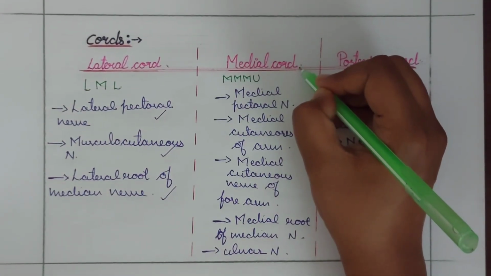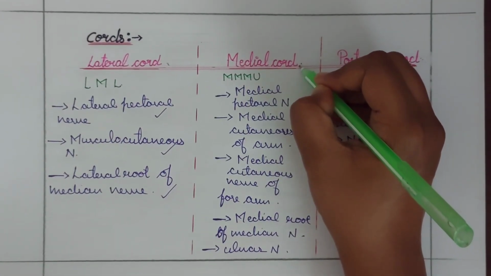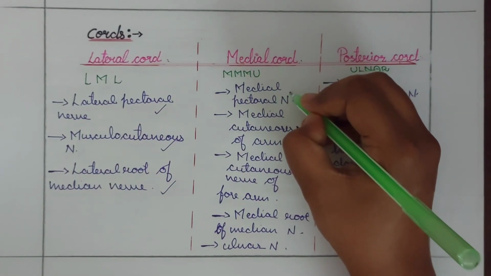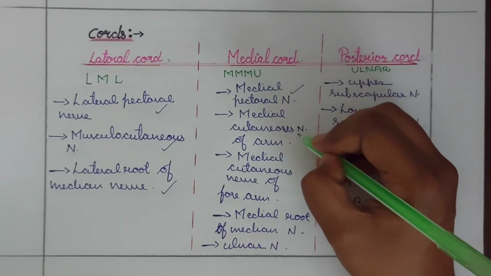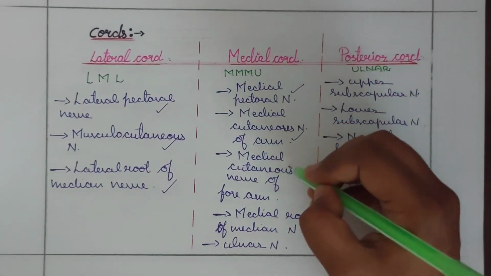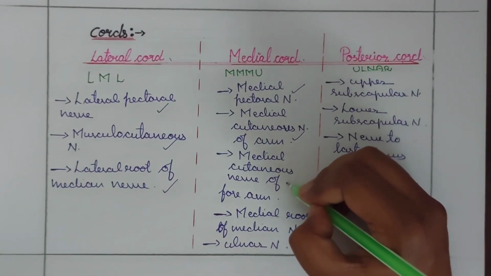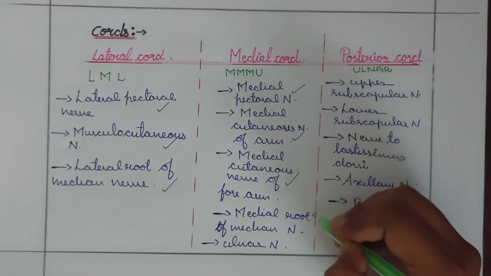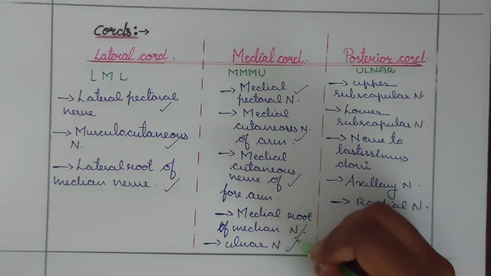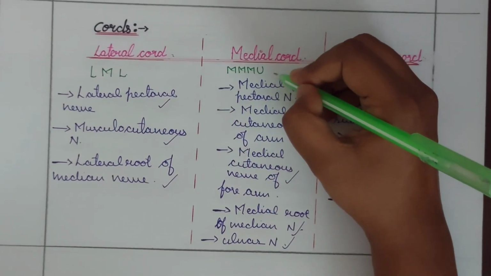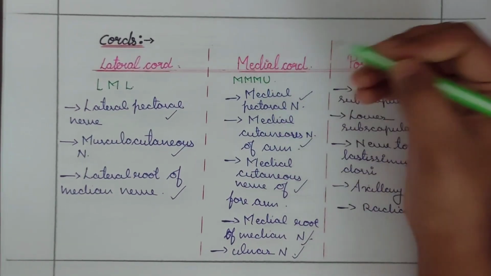Next are the branches which arise from the medial cord. The branches are medial pectoral nerve, medial cutaneous nerve of arm, medial cutaneous nerve of forearm, medial root of median nerve and ulnar nerve. Here you can use the mnemonic MMMMU.